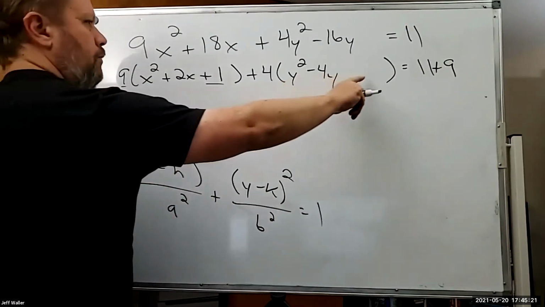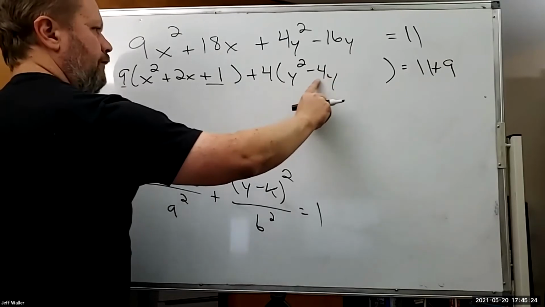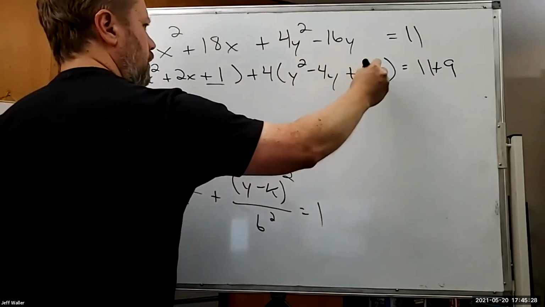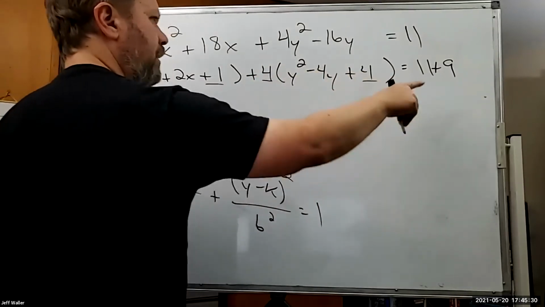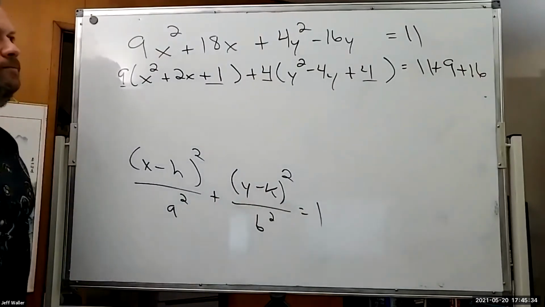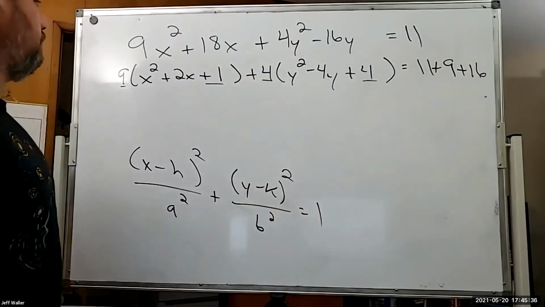And now, how do I figure out what goes here? Half of -4 is -2. Squared is 4. I actually just added 16. Did I make this work? That's neat.